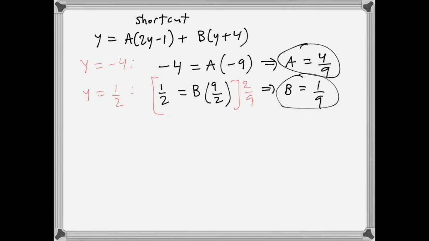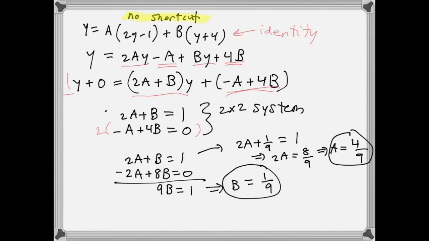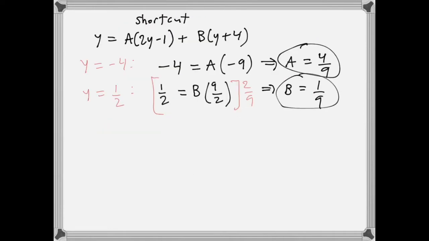You notice that we got the exact same two answers that we got on the last page, except we didn't even need to solve a system. All we had to do was plug numbers in and solve for those unknowns. So it was much, much easier. Either way, the point is we have to get A and B. So A is 4/9, B is 1/9.